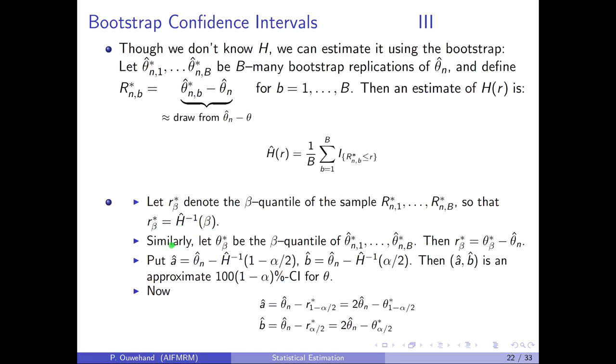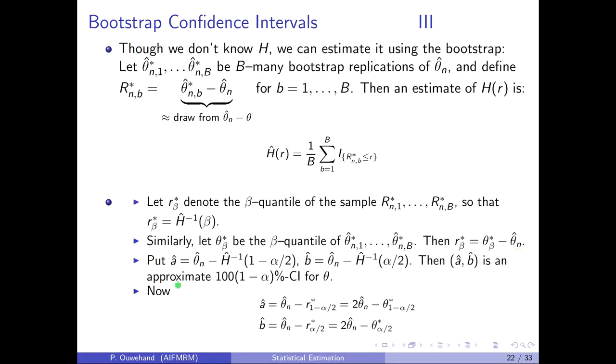Similarly, we can let theta star beta be the beta quantile of these new estimates that we have obtained, hat theta star n1 up to hat theta star n capital B. Now, because of this relationship, it's clear that the beta quantile of r star is equal to the beta quantile of theta star minus theta hat n. In other words, r star beta is equal to theta star beta minus hat theta n.